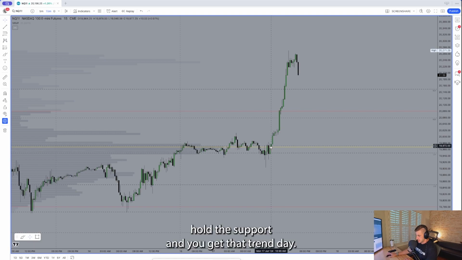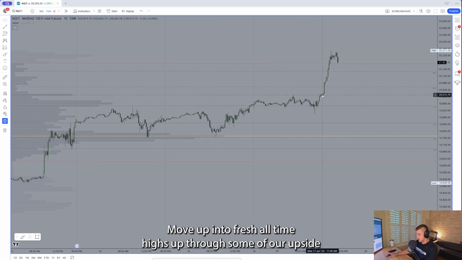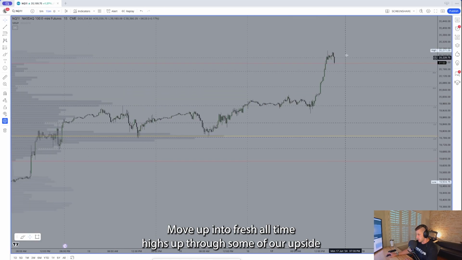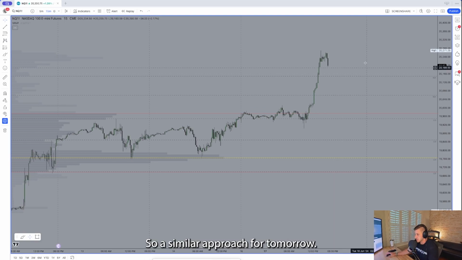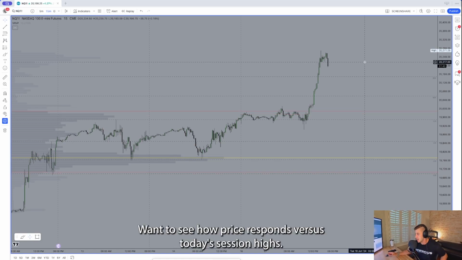19,950 holds as support, and you get that trend day move up into fresh all-time highs, up through some of our upside reference points to mark a high at 271.25. So a similar approach for tomorrow. Want to see how price responds versus today's session high.